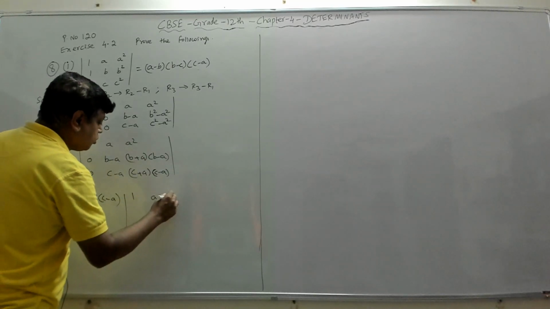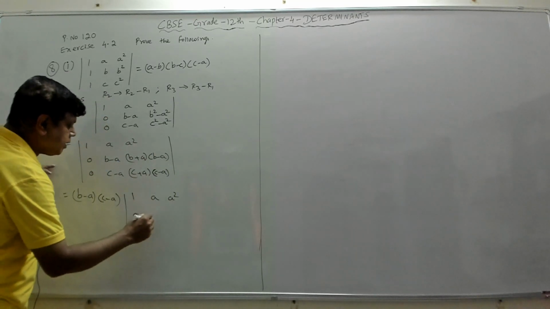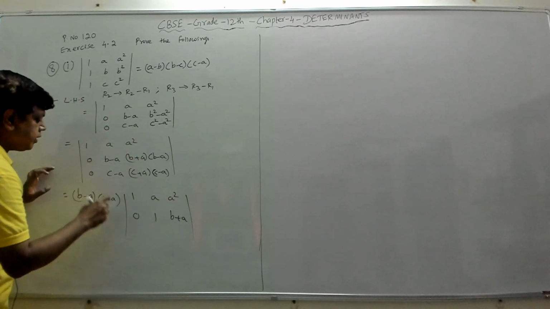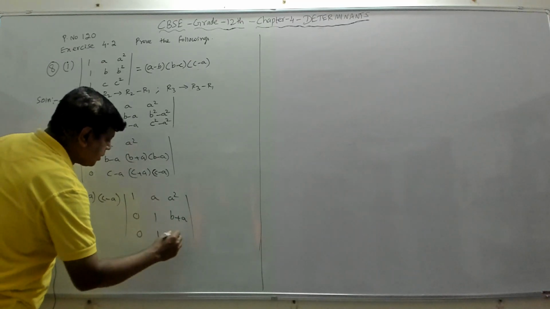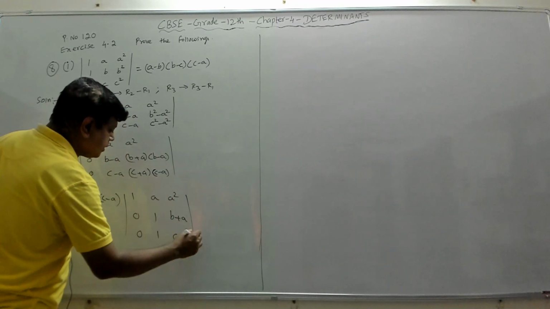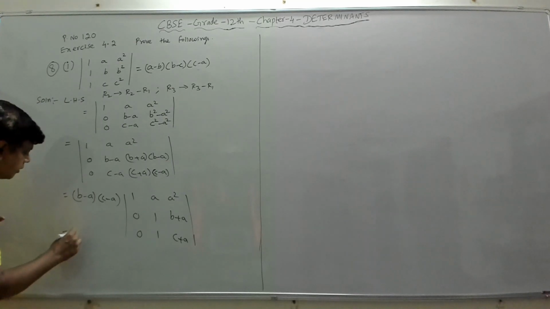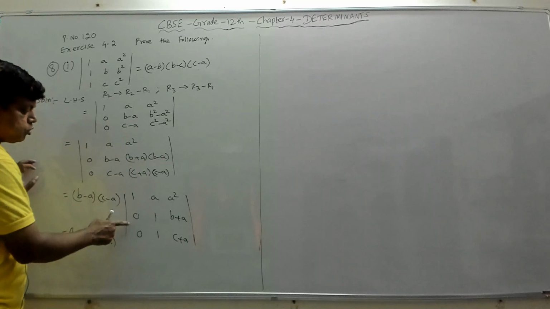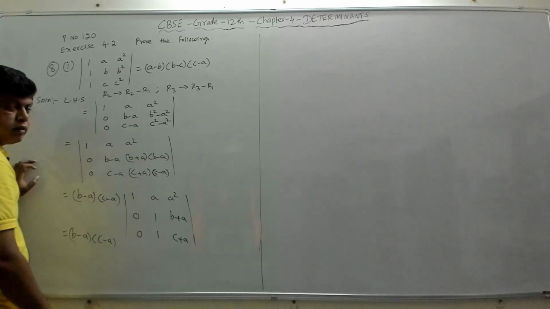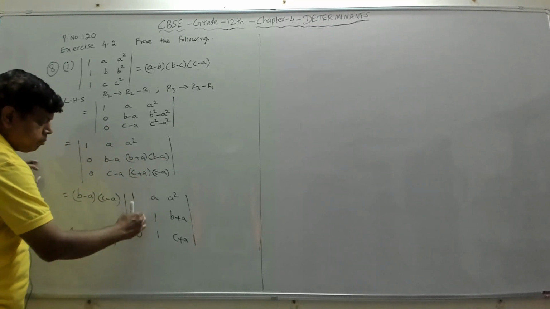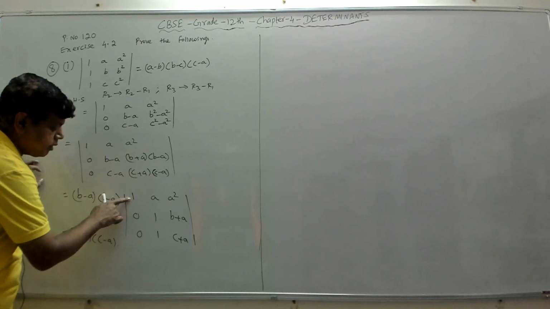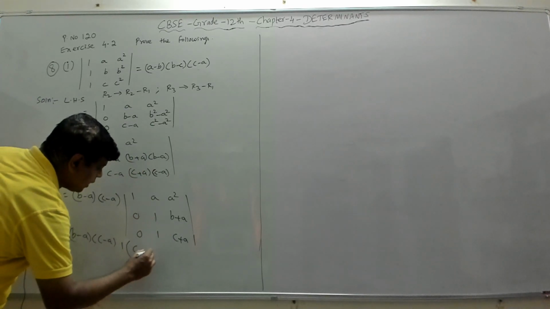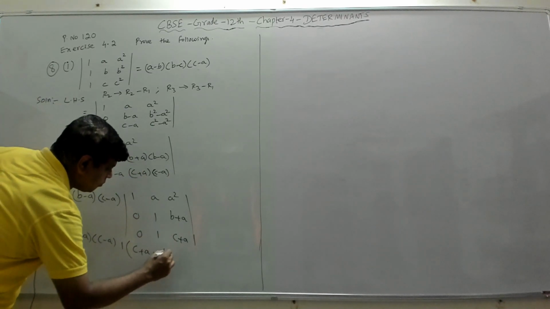My first row has no change. My second row, after taking B minus A common out, becomes like this. Here 0 becomes 1, and this becomes C plus A after taking C minus A out. Now we can start expanding this, multiplied by B minus A into C minus A. Two elements have become 0, so we can expand along C1 because it has the maximum zeros. I'll take only this element because the other two will give 0. So 1 into this into this, C plus A, minus 1 into B plus A.